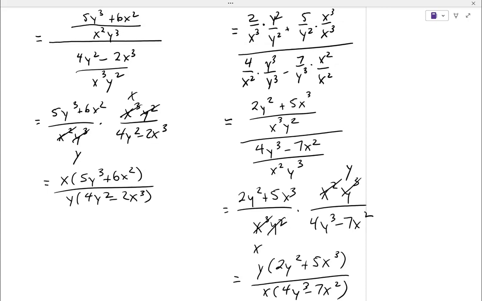I would multiply by 2. You want your least common multiple. Yeah, that's exactly right. You got it.